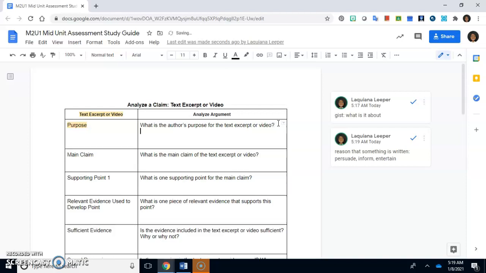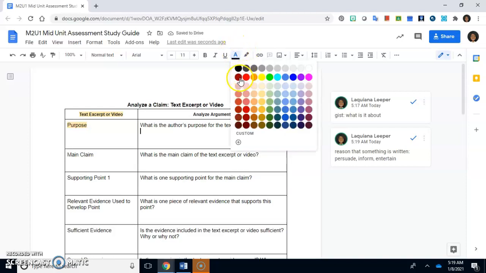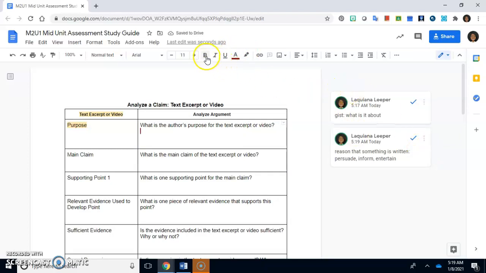What they really want to know is, let me change the color of my font so that you can kind of know where I'm writing. What they want to know is, why is the author writing this part of the story? And that will help you to answer that question. Just kind of think about, well, why would the author write this part of the story? What are they trying to say? And so the second question is going to be your main claim.